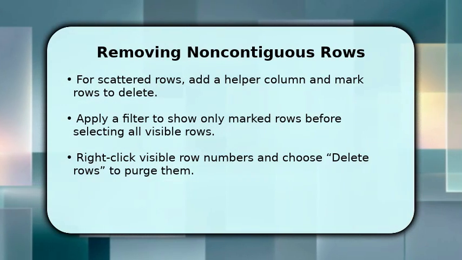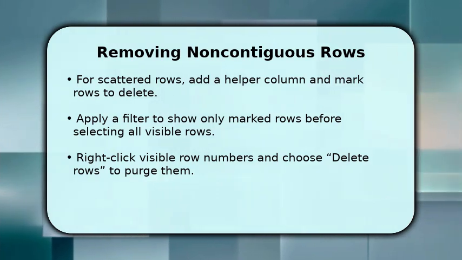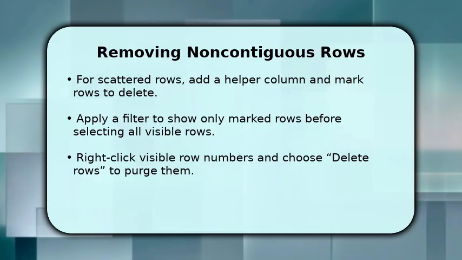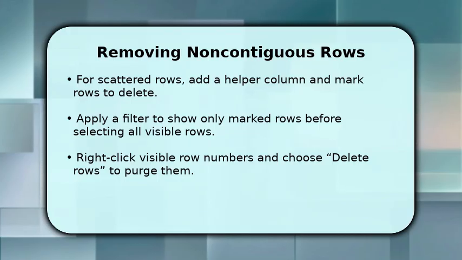If the rows are non-contiguous, you mark them first. Create a helper column and enter an indicator like X next to each row to remove. Once marked, turn on Data, create a filter, and filter the helper column to show only the marked rows.